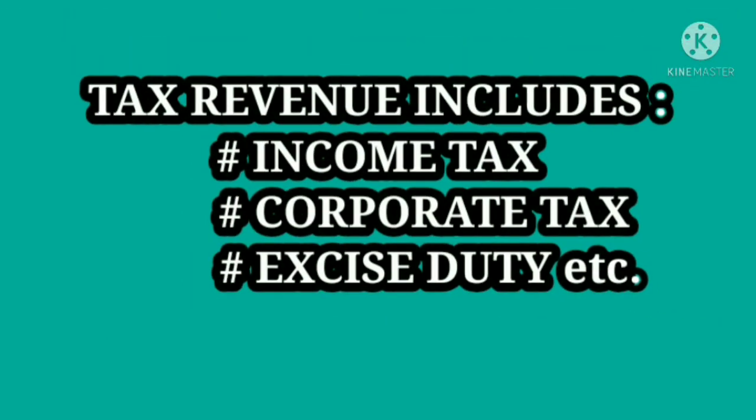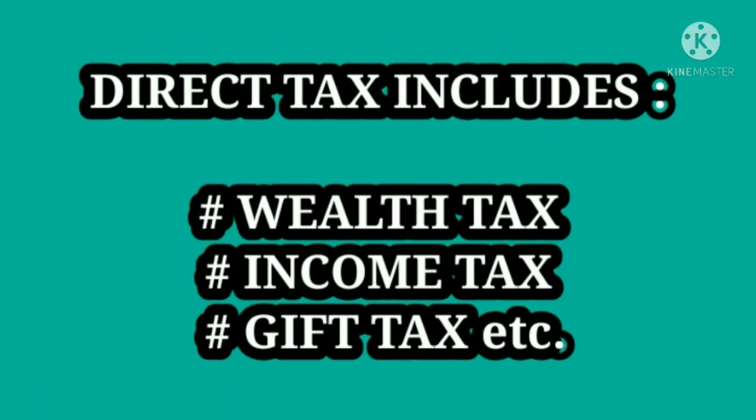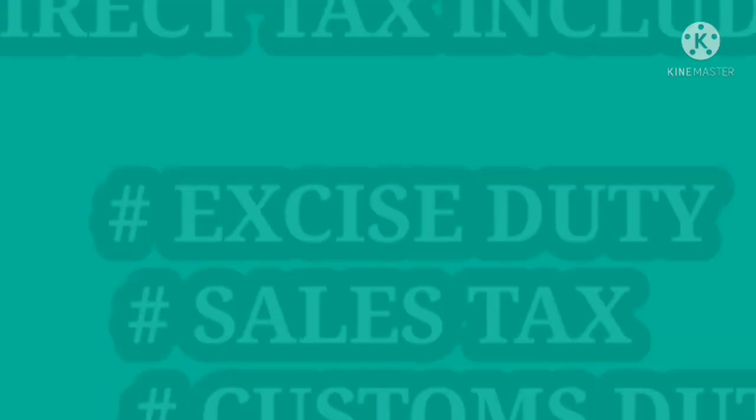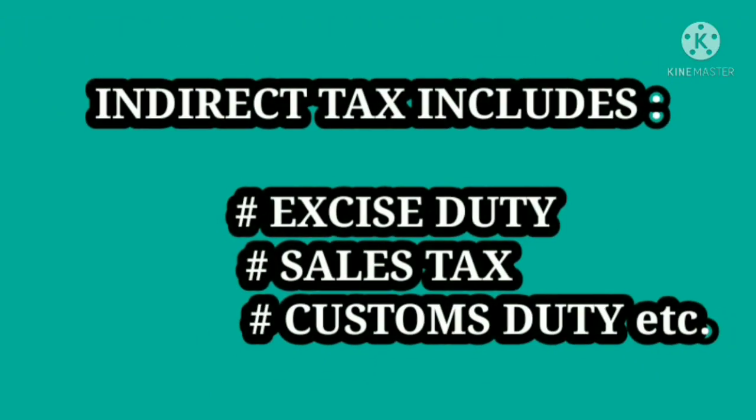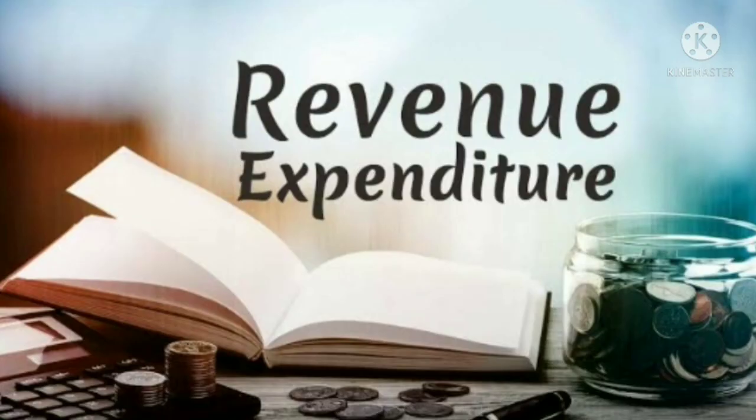Tax revenue of the government includes income tax, corporate tax, excise duty, etc. The direct tax includes wealth tax, income tax, gift tax, etc. Indirect tax includes excise duty, sales tax, customs duty, etc. The expenditures which do not create assets for the government are called revenue expenditure.